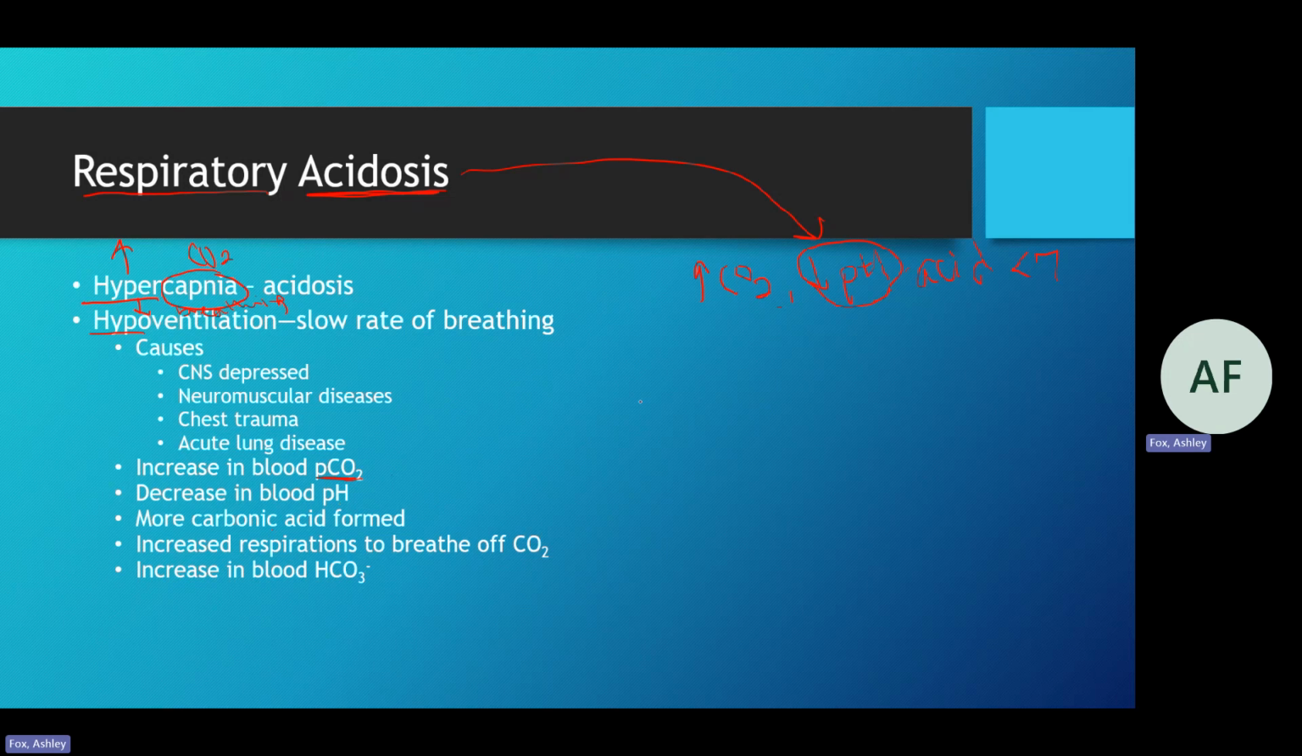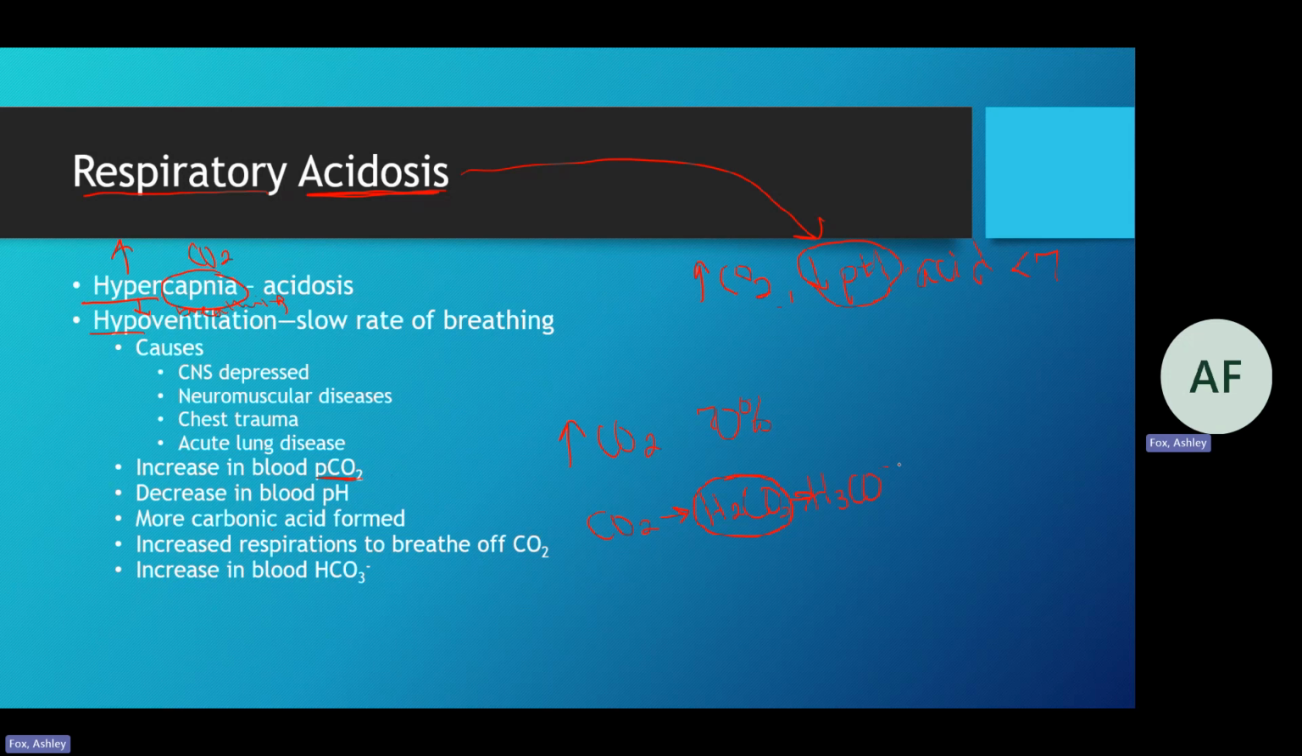So again, because you have more CO2, you're going to transport it. Remember, 70% is transported as bicarbonate, HCO3 minus, but you also have carbonic acid. So if you have more CO2, a lot of times you'll have bicarbonate ions, but more of it is also going to be in carbonic acid.